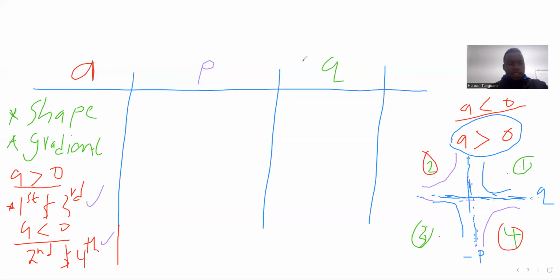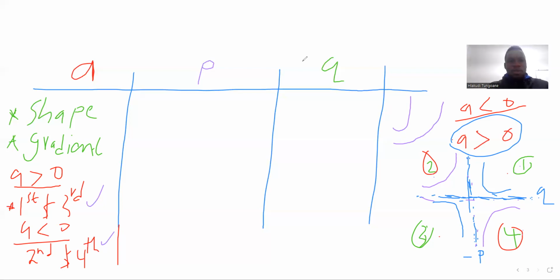And then the magnitude of A just tells you about the gradient. If A is very high, your graph is going to be very steep. If A is smaller, you're going to have a graph that is wider. If A is very high, it's going to be steep like that. So that's all about A.